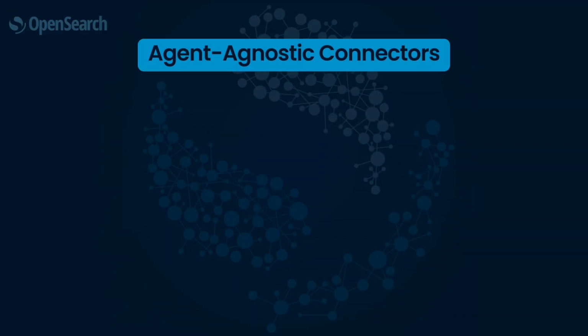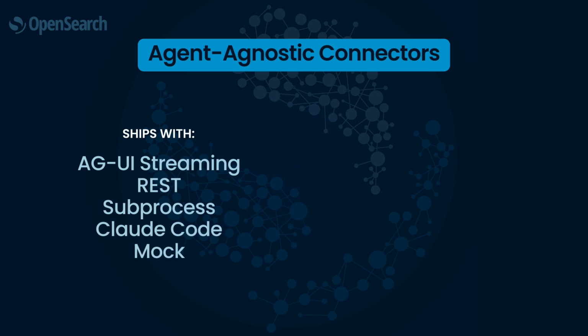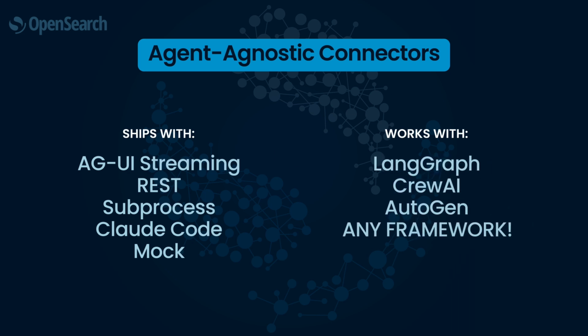It's agent-agnostic. It ships with 5 built-in connectors: AGUI streaming, REST, subprocess, Claude Code, and mock, and supports custom connectors for any framework. LangGraph, Crew AI, AutoGen, it doesn't matter what you're building with.